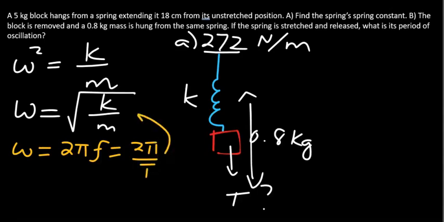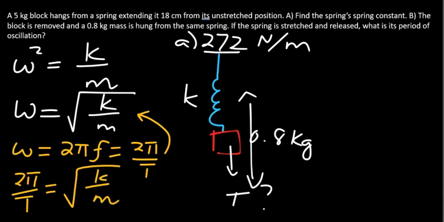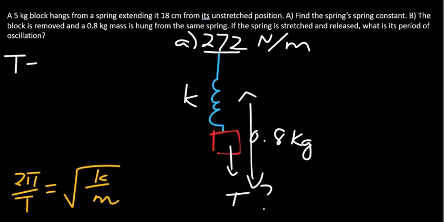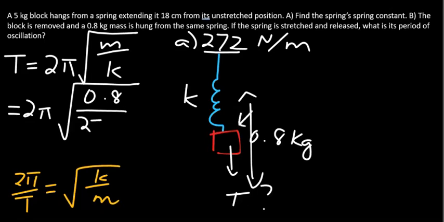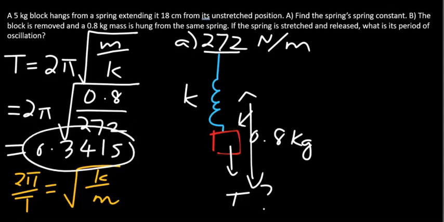So let's substitute this expression in here, and you get 2 pi over period equals square root k over m. We know k, we know m, you can determine the period. So solving for that period, you get 2 pi square root m over k. Let's substitute the numbers. So 2 pi, the mass is 0.8 kg, this mass right there. The spring constant is 272 from part A, and the answer for period is 0.341 second. And that's the answer.